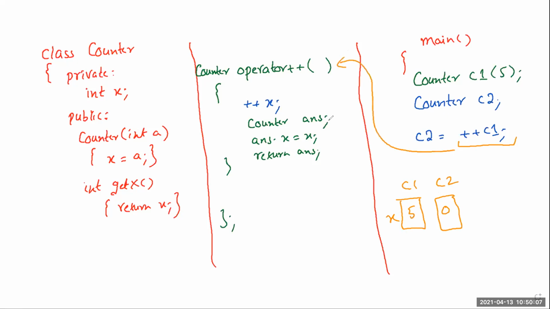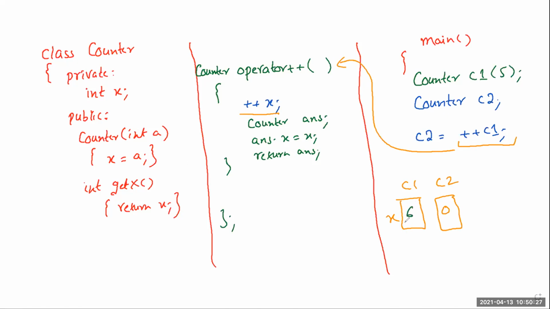Now what is happening in this function? The first statement is plus plus x. This x is a data member of C1, right? Because you were using the operator with C1. So what will happen? The 5 will become 6. So let me just update it. So 5 will become 6. So let me write the updated value.